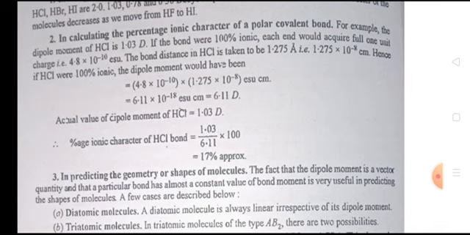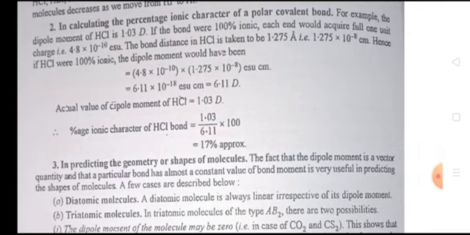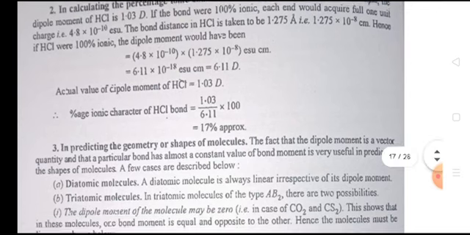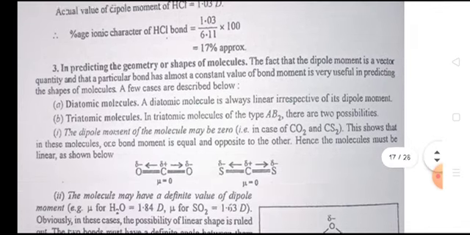For example, the dipole moment of HCl is 1.03 D. If the bond were 100% ionic, each atom would acquire a full unit charge, that is 4.8 into 10 raised to power minus 10 ESU. The bond length in HCl is taken to be 1.275 angstrom, that is 1.275 into 10 raised to power minus 8 centimeter. Hence, if HCl were 100% ionic, the dipole moment would have been 6.11 debye.